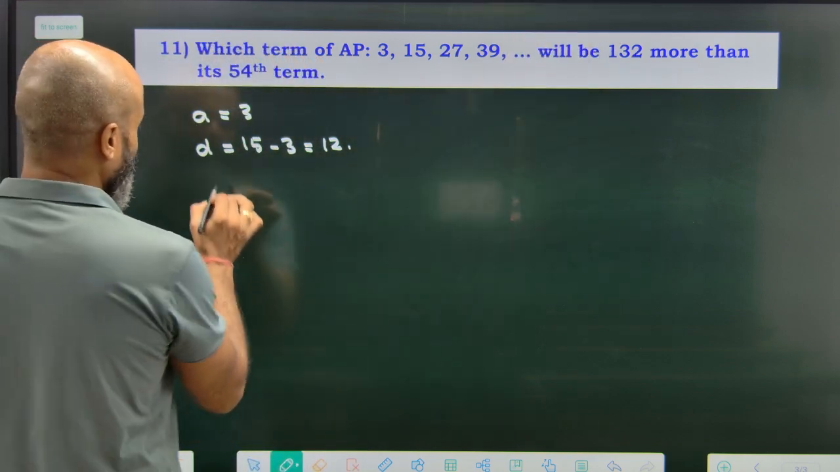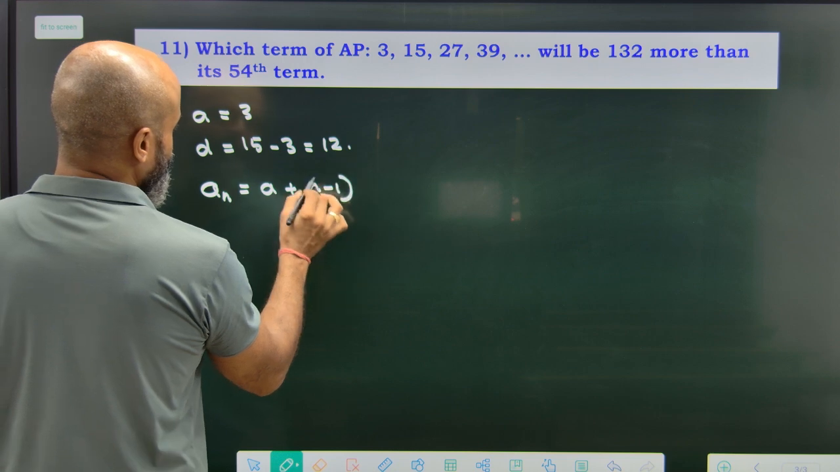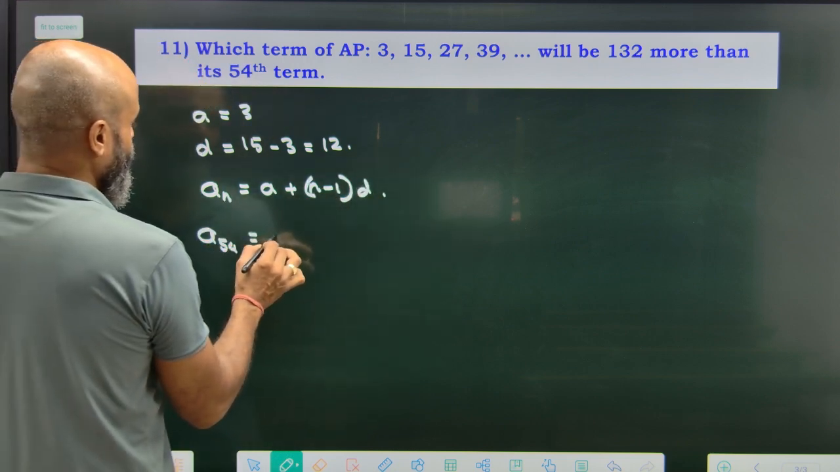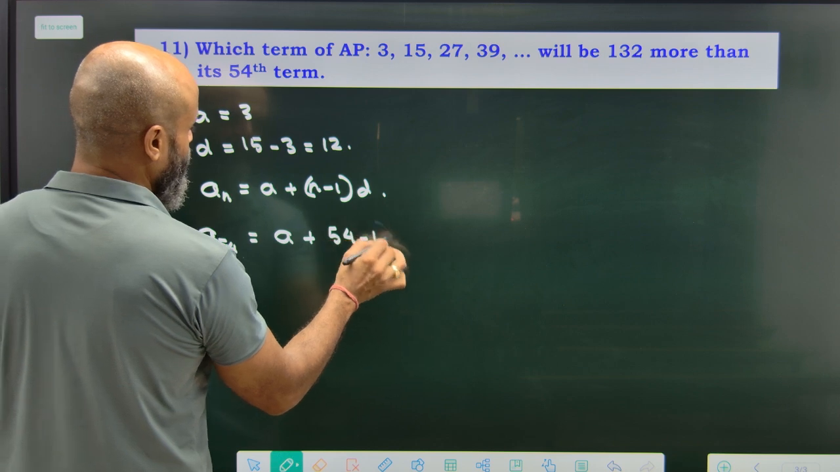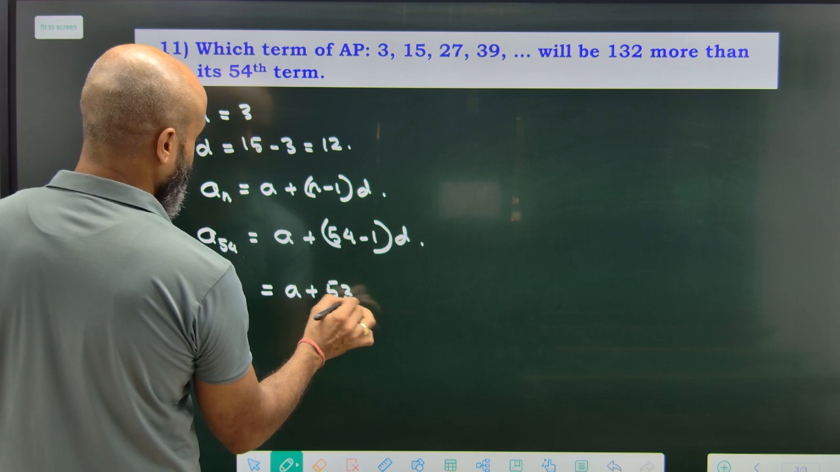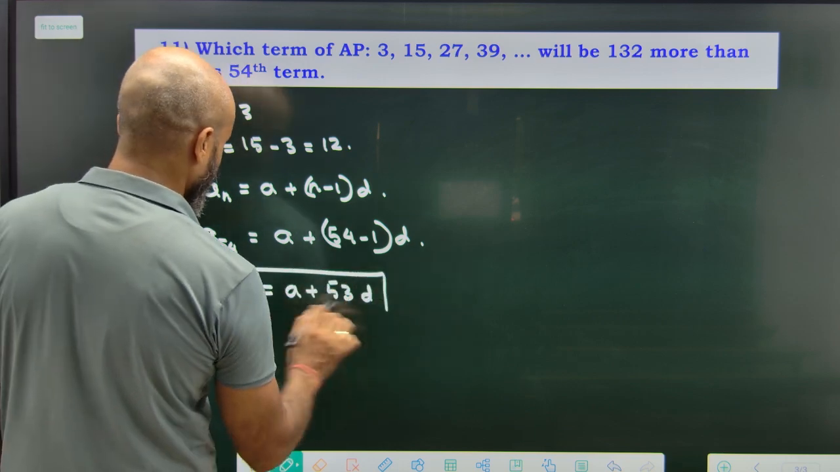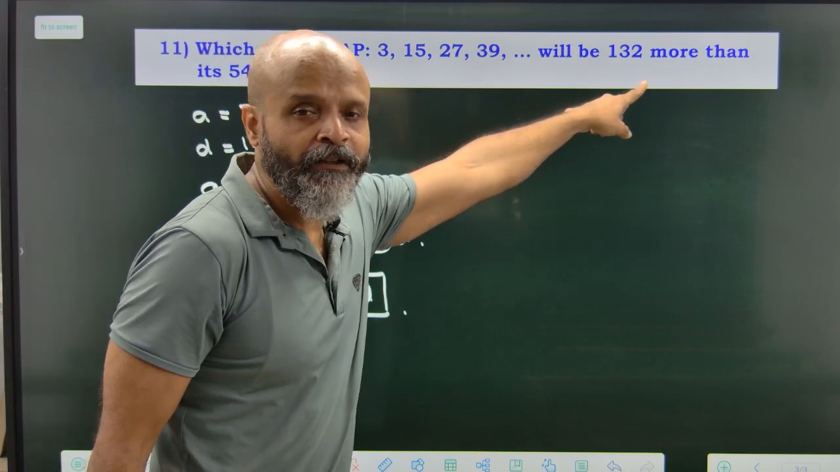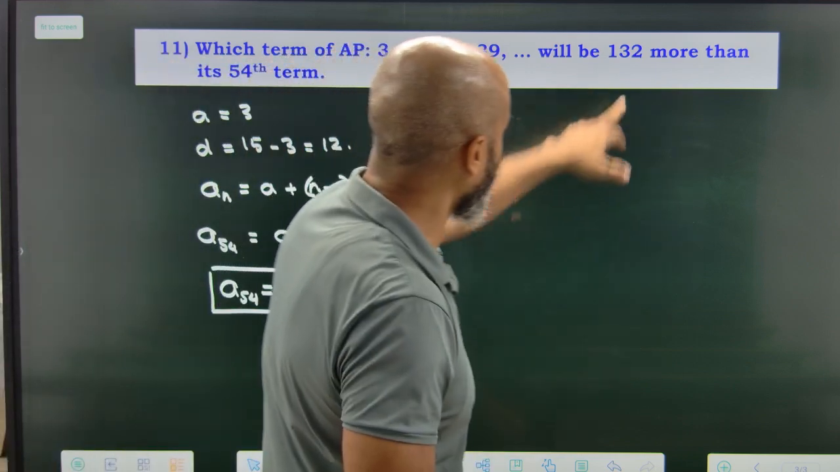So what about the 54th term? We know that An is equal to a plus n minus 1 into d. So A54 will be equal to a plus 54 minus 1 into d. So that will be a plus 53d. Now, the term that we are looking for is 132 more than this.